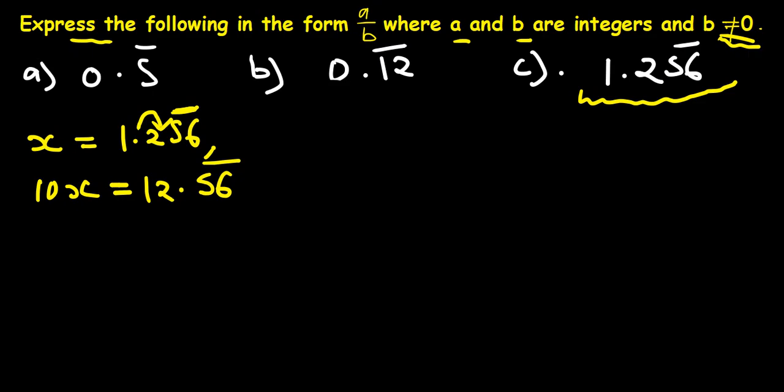We are going to multiply this 10x by 100. Why are we multiplying by 100? Because we are moving this point here 2 times, 1 and then 2, and then we also find another repeating pattern there. So 100 multiplied by 10, we are going to have 1000x. So this is going to be equal to 1256.56, repeating. So we put a bar there.